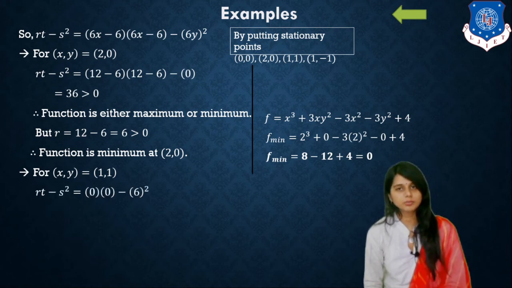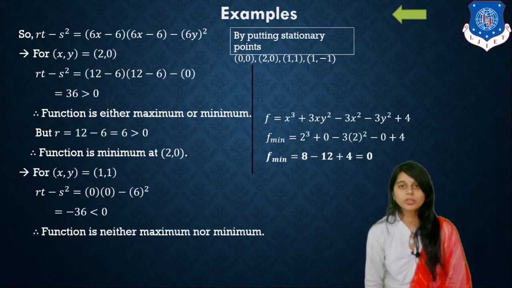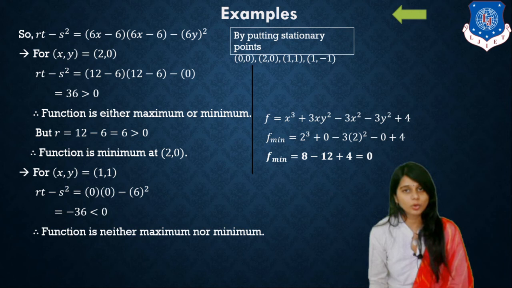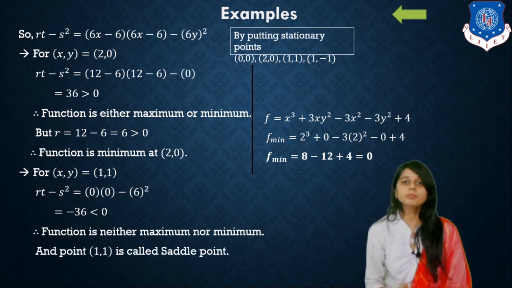Put the value in rt minus s square. It is minus 36, which is less than 0. The function is neither maximum nor minimum because it is less than 0, and the point 1, 1 is called a saddle point.